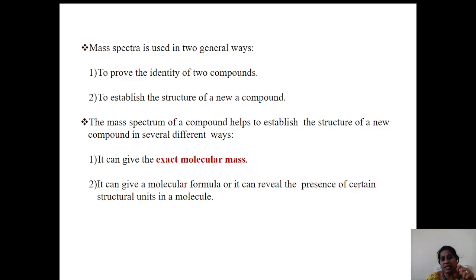One, it is used to prove the identity of two compounds, or it is used to establish the structure of a new compound. Establishing the structure of a new compound can be done in several ways. It can give the exact molecular mass, or it can give a molecular formula, or it can reveal the presence of certain structural units in a molecule.